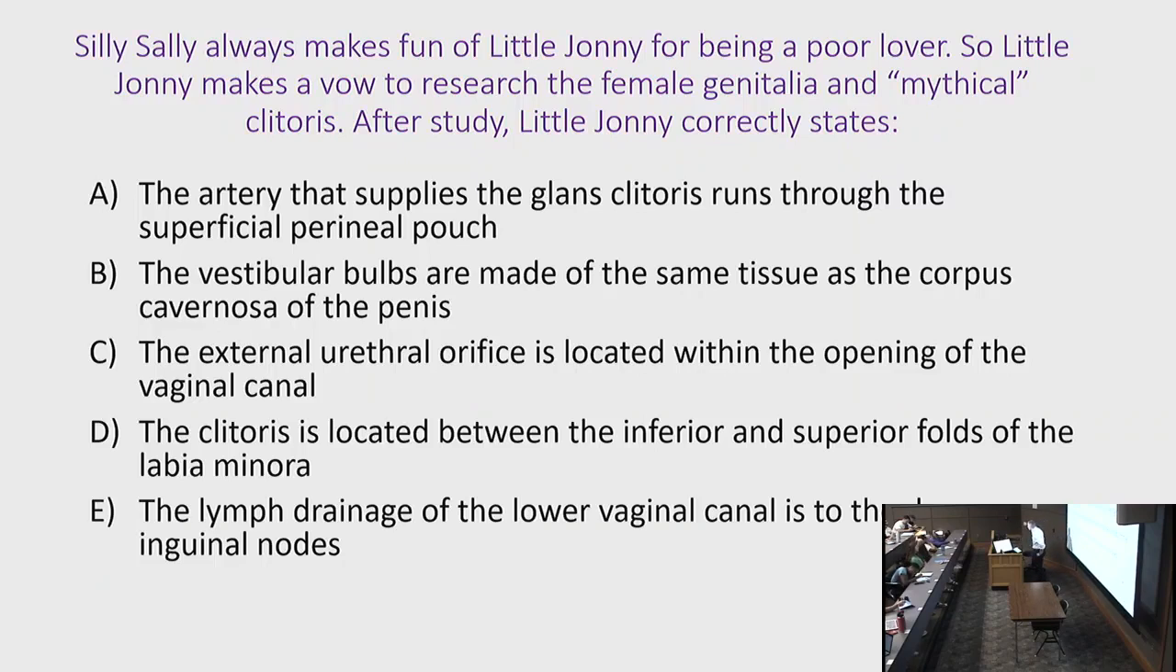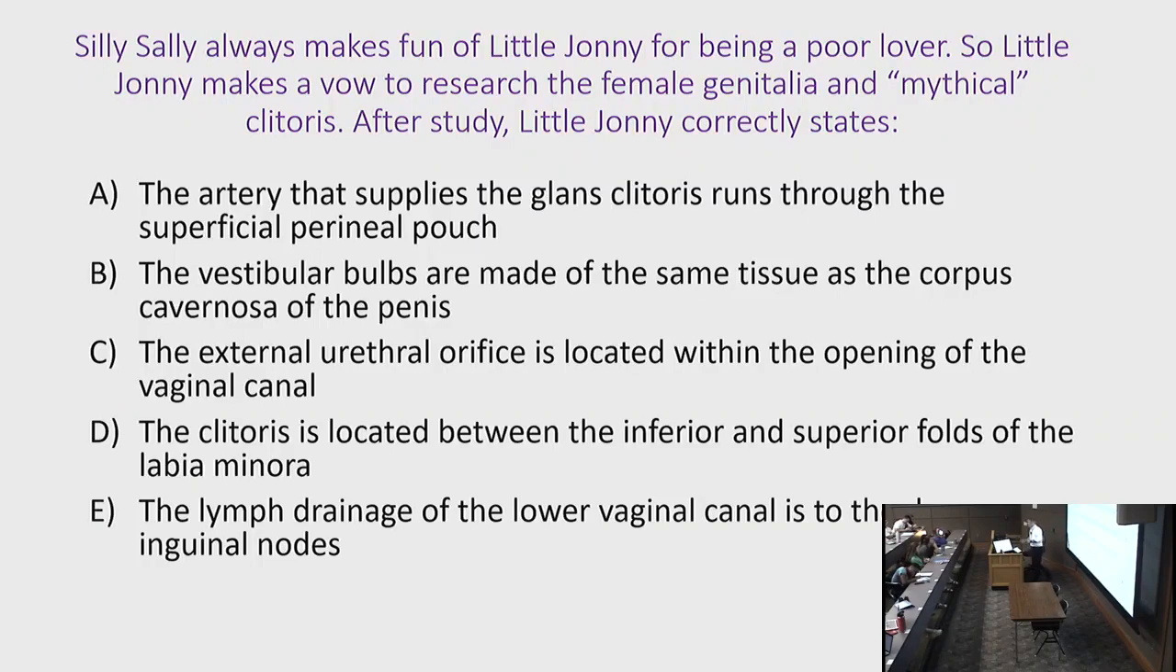The external urethral orifice is located within the opening of the vaginal canal. Is this true? Right, no. And this is a point that gets commonly confused, so that's why it's in here. The external urethral orifice is located anterior to the vaginal canal, posterior to the clitoris. It doesn't run through the clitoris and it doesn't run through the vaginal canal. Next: the clitoris is located between the inferior and superior folds of the labia minora. True or false?